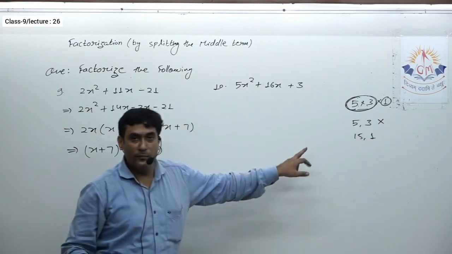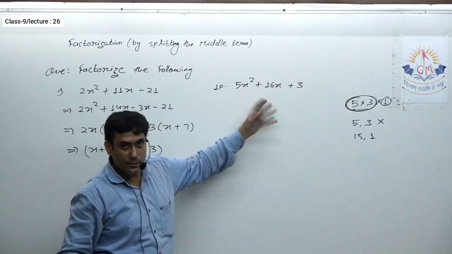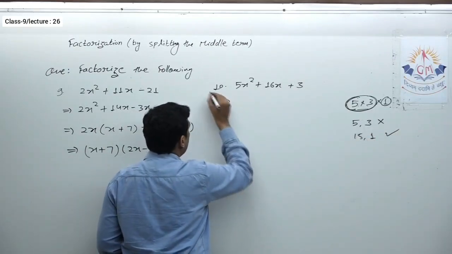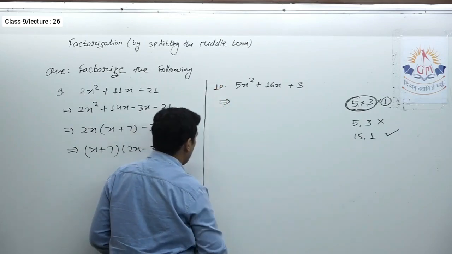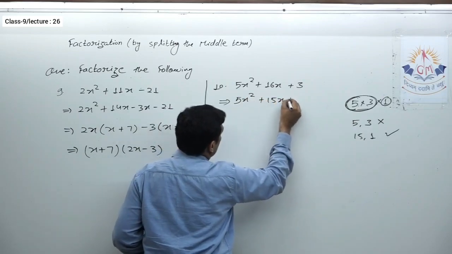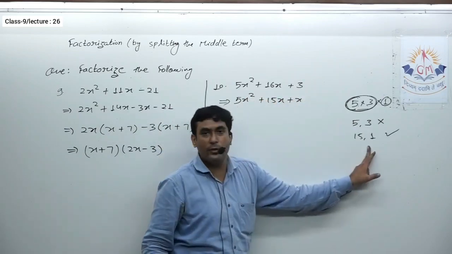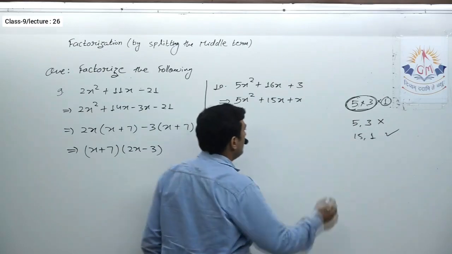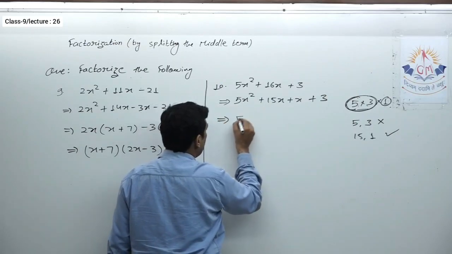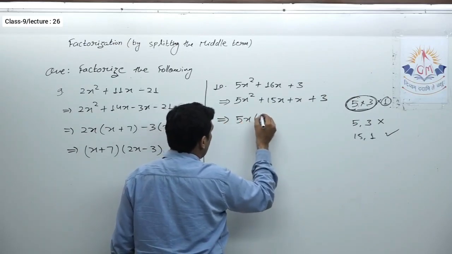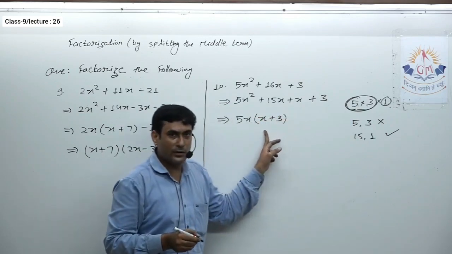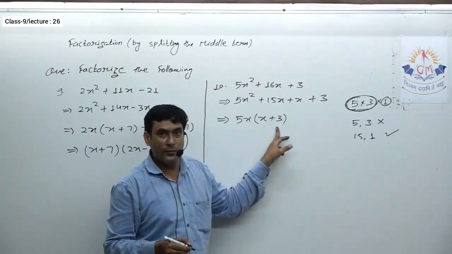Now what will their sum be? 16. What do we need? 16. That's it. So we'll go with this. So here I write 5x square plus 15x plus x. See, when 1 is there I won't write 1x, I write x plus 3. Now from these two I can take 5x common, and when I take 5x common I get x plus 3, isn't it? 5x into x, 5x square. 5x into 3 is 15x.